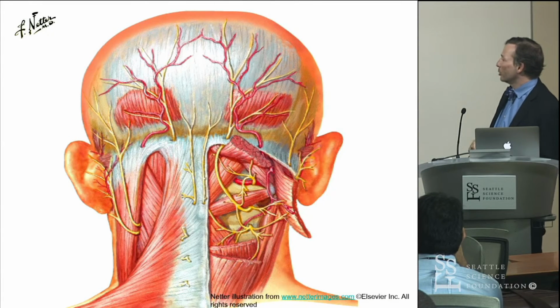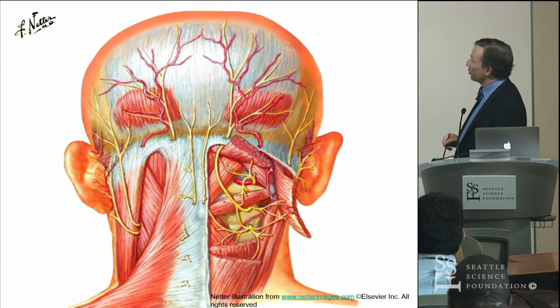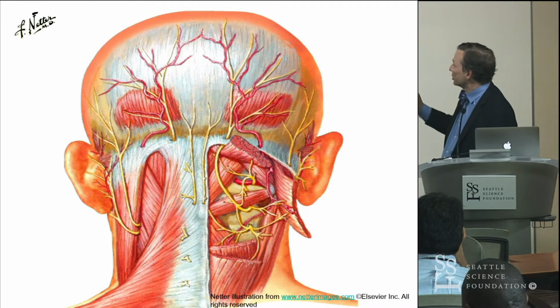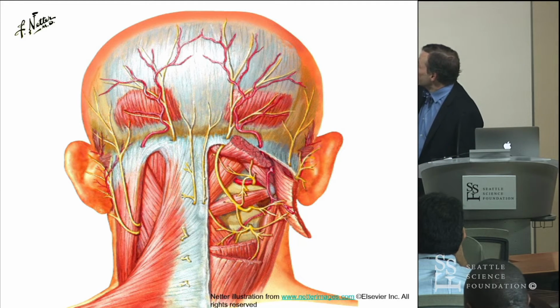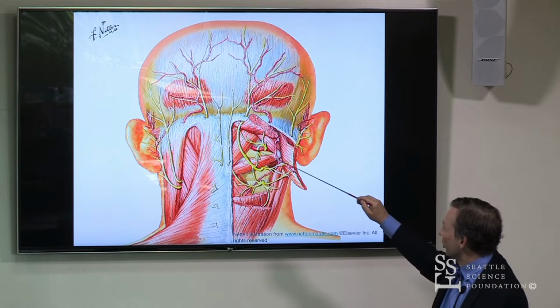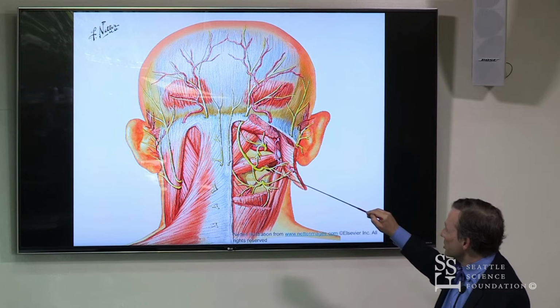If we go back posteriorly, some of the neurovascular relationships of the upper C-spine and the craniocervical junction, just to orient you: here's the C1, here's our third part of the vertebral artery. This is the C1 spinal nerve, the suboccipital nerve. Here's the greater occipital nerve.